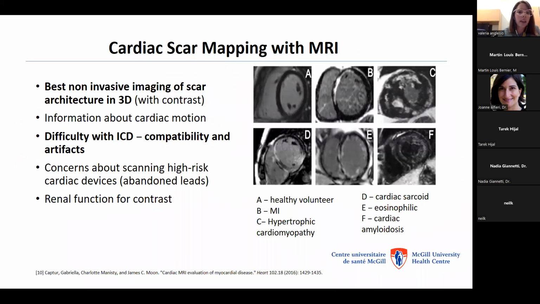MRI is the best way to have non-invasive imaging of the scar and the architecture of the heart. It also gives us information about the motion of the heart. An important thing about this is that patients that have an ICD, sometimes it's not compatible with MRI, and also some other patients have abandoned leads, and this can make it difficult and risky to do an MRI on them. We don't have to forget that this study is better if we use contrast, with better quality. So renal function can also be a limitation to do this study.